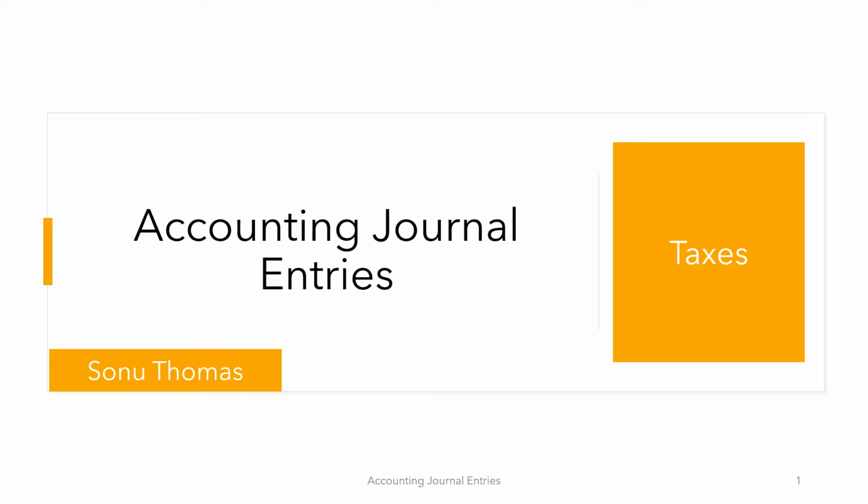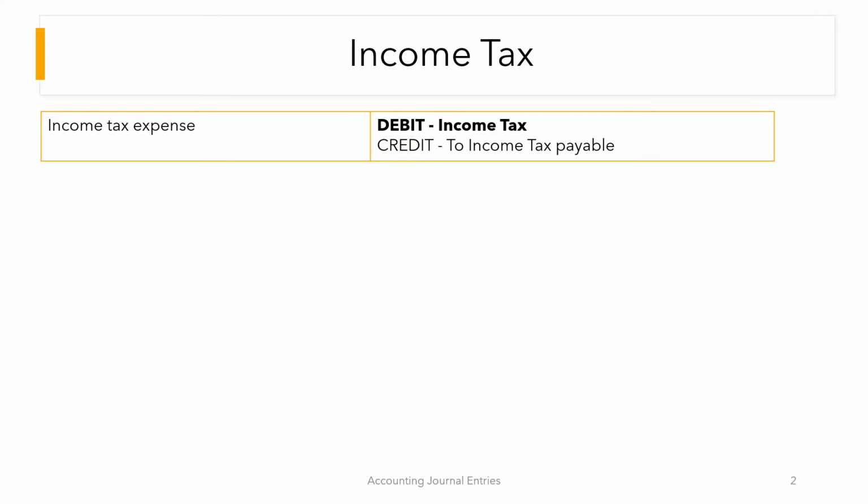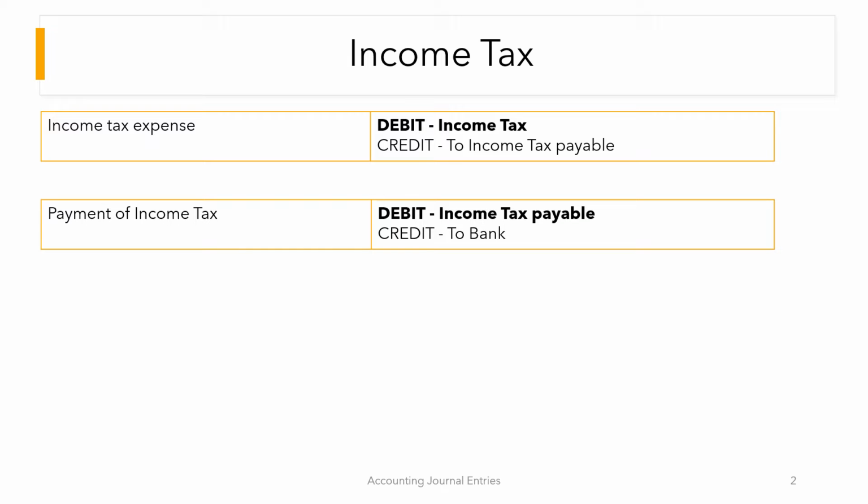So the next topic would be on accounting journal entries related to taxes. The entries for income tax would be for income tax expense: debit income tax and credit income tax payable. For payment of income tax, the entry would be to debit income tax payable and credit to bank.